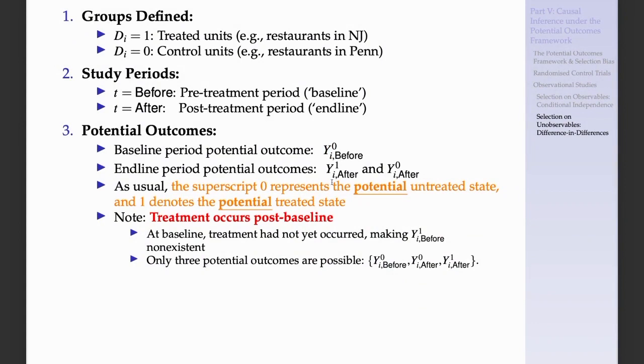This is just implausible. Therefore, there's only one potential outcome for the baseline, but there are two potential outcomes at the end line, depending on whether one is treated or potentially not treated. So in total, we have three potential outcomes. Okay, so only the untreated state potential outcome is plausible for the baseline, whereas both potential outcomes are plausible for the end line.